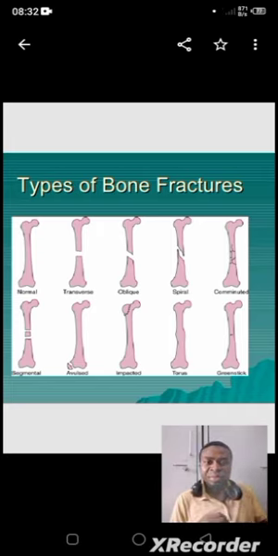Also the spiral one, where there is some shear force, some kind of twisting force. Comminuted, where there are small fragments of fractures. The segmental one, with more than two fragments, and the avulsed fracture.